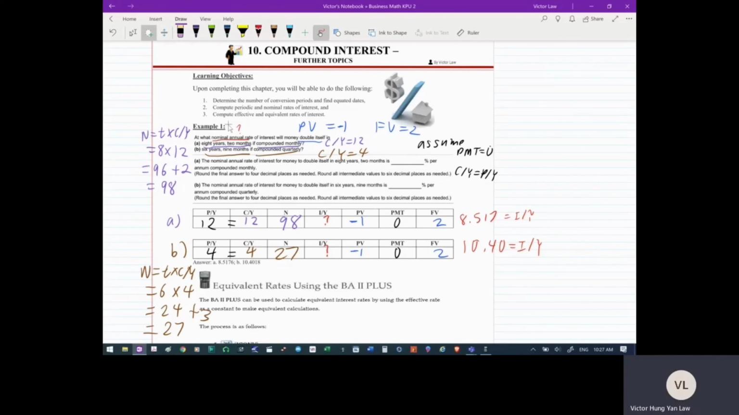Example 1. At what nominal annual rate of interest will money double itself? Part A, we have 8 years and 2 months if compounded monthly, and in part B, we have 6 years and 9 months if compounded quarterly.